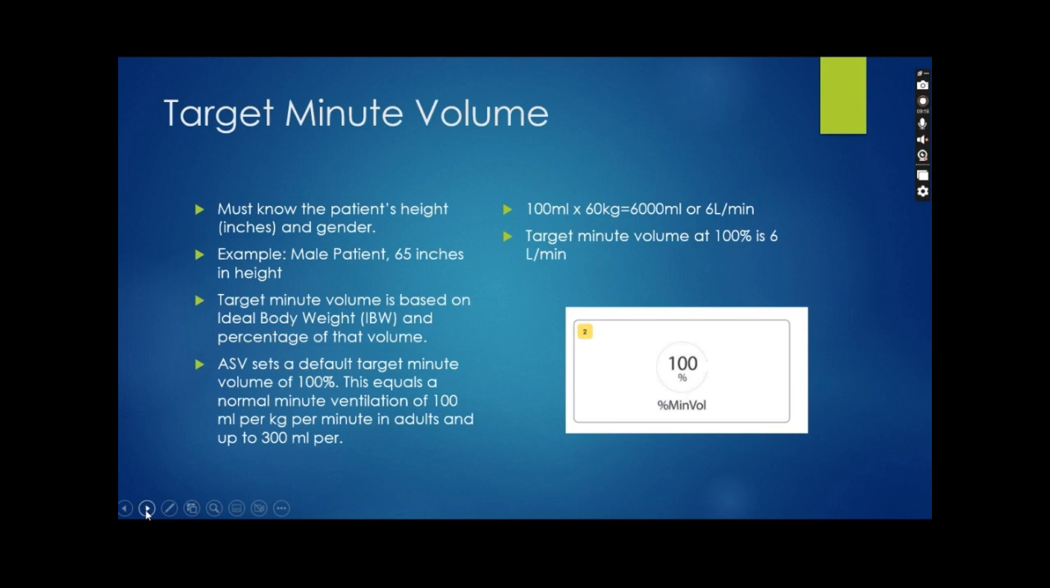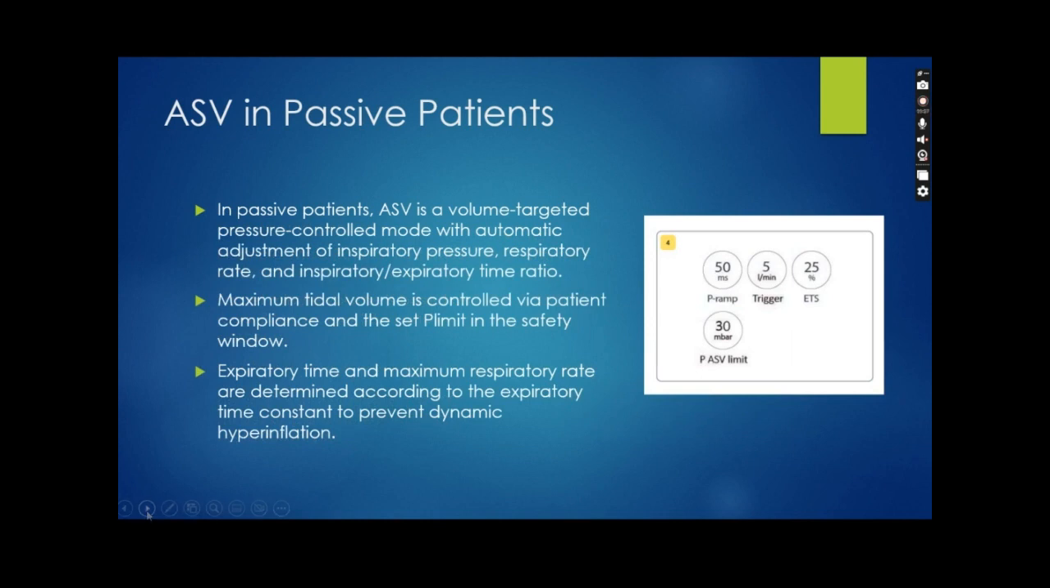So it's very important that you have the patient's height and gender, so that you can get an accurate minute volume for that patient. Now let's look at ASV in passive patients. Passive meaning the patient has very little respiratory effort. It could be due to mental status, or due to sedation and paralytics. So this patient is completely dependent on the ventilator at this point.